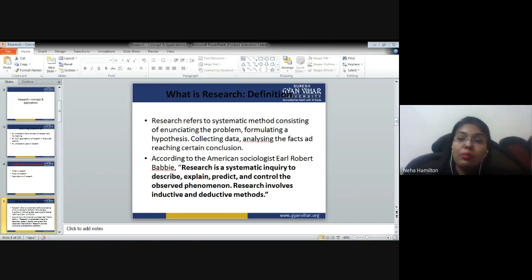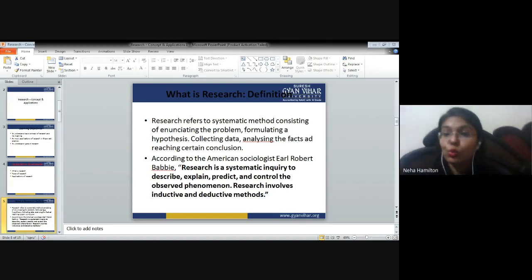And reaching the conclusion. So you are doing a particular research because you want to reach a particular conclusion, right? You want to conclude. You want to give your findings to the society so that it is helpful for the society and for other researchers as well, right? So this is the basic concept of research. These are the small activities which are involved in a research process as a whole.